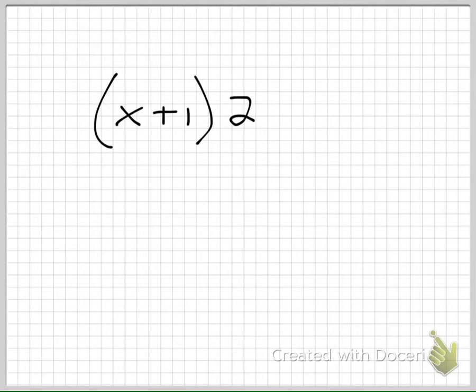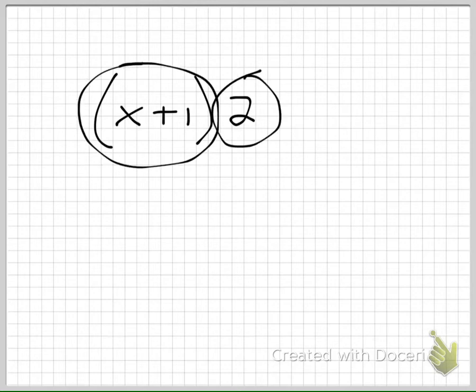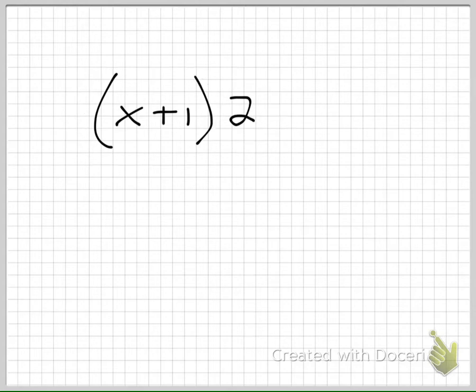Is that still not multiplication? Isn't that still multiplication? Here's the deal. What if I take it? Remember, what am I allowed to do here? Is this not being multiplied? Is that being multiplied by that? Isn't that what this means? The 2 is being multiplied by this. What am I allowed to do? So if I want to, I can make it 2 times x plus 1 if I want to.